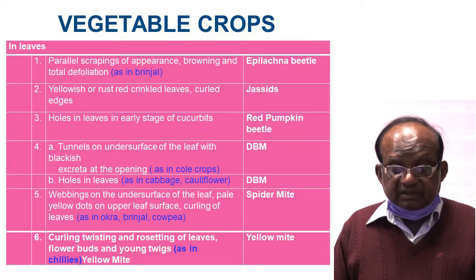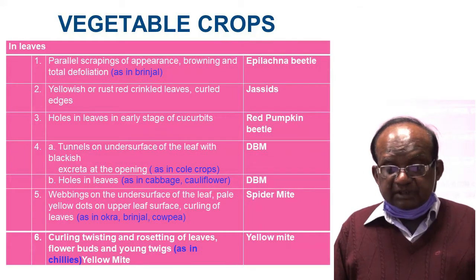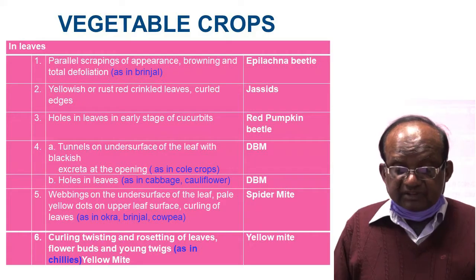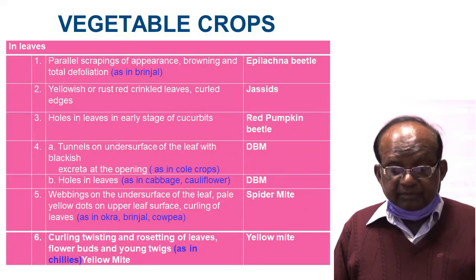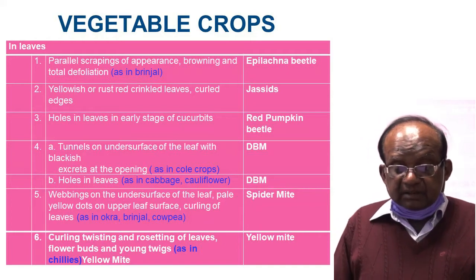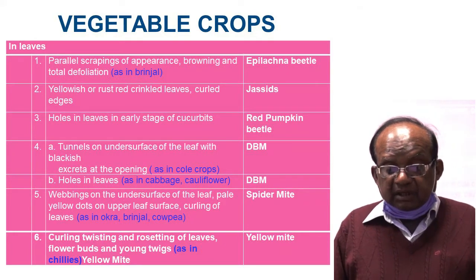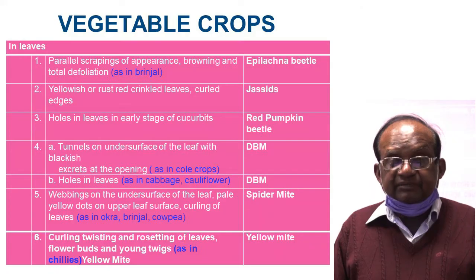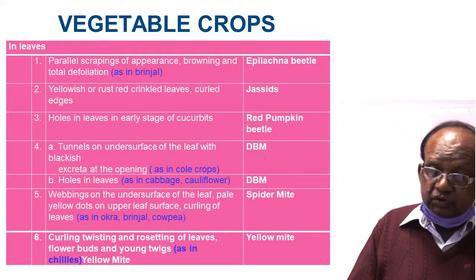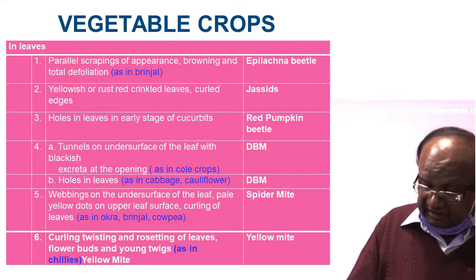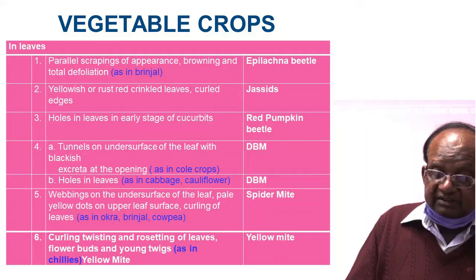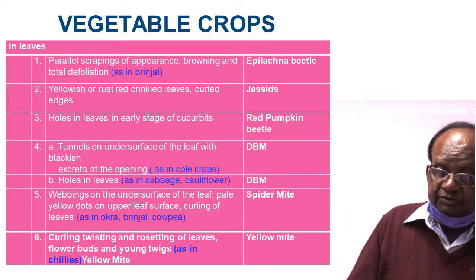And the symptoms are, if you observe the undersurface of leaf, there are wavings, pale yellow wavings present in the undersurface, whereas pale yellow or white dots are appearing on the upper surface of leaves, and curling of leaves is also there. This shows the attack of spider mite. And this takes place in spring season and summer season, or just post-monsoon season.